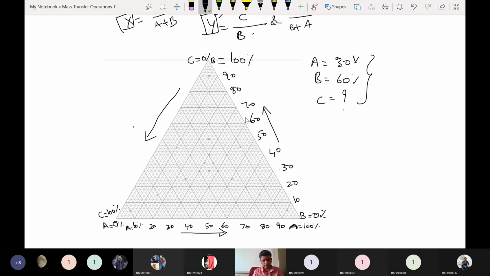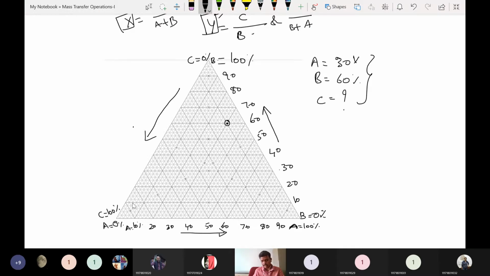Then, okay, 60 and this is 30. That is 40, sir. Which one? No, 40? Sir, 30, 30, 30, sir. Yeah, B is equal to 60 and this is 30.